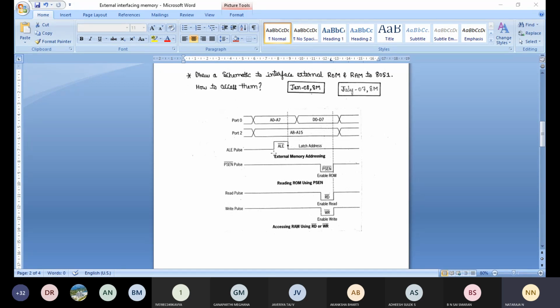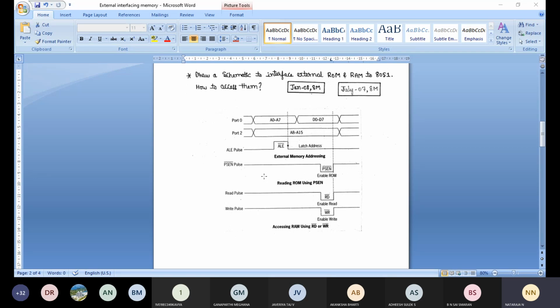With respect to 80H to FFH, we are going to use special function registers. Here the special function registers are accessed by indirect addressing only. By using the indirect addressing mode, we access the data from special function registers. And the lower 128 bytes of data will be accessed either by direct addressing or by indirect addressing. That is the meaning of how exactly we are going to access the data from the RAM.